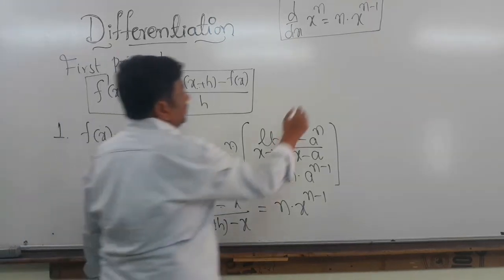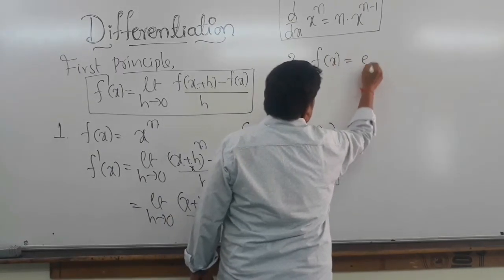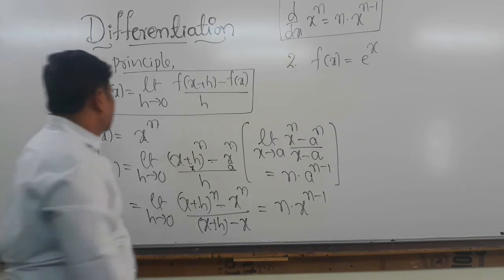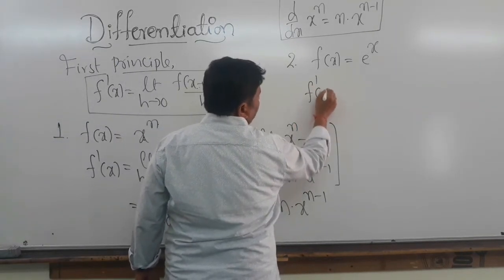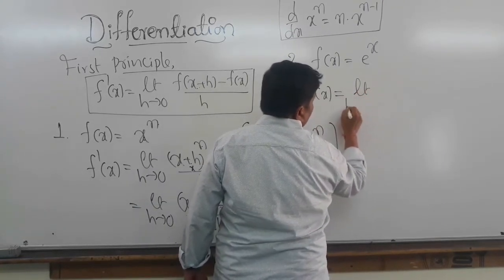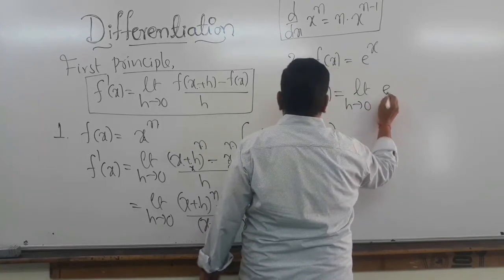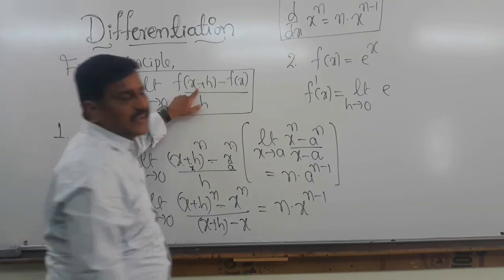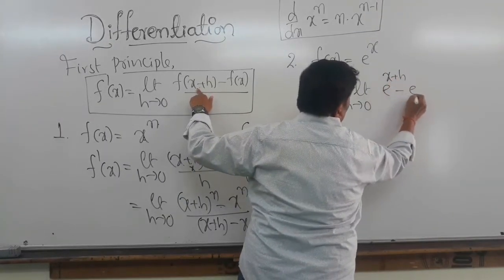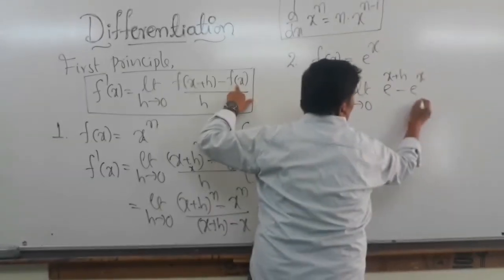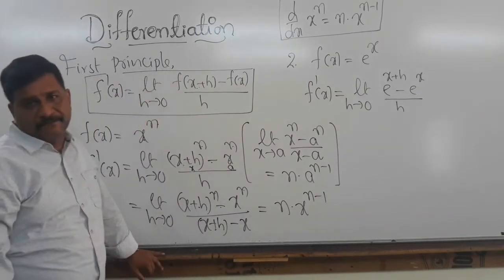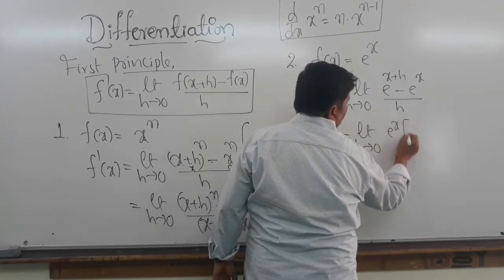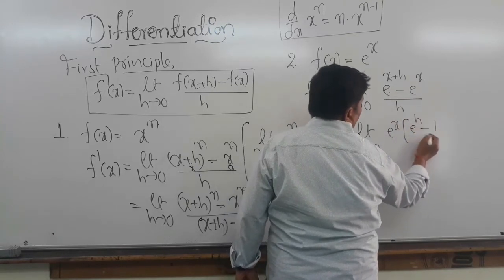For example, second: f of x is equal to e raised to x. Now we want to find its derivative, the derivative of e power x. For that, the same first principle we apply: f dash of x is equal to limit h tends to 0, f of x plus h, which means e power x plus h, minus f of x, which is e raised to x, upon h. Now we take e raised to x common. Limit h tends to 0, e raised to x times e raised to h minus 1 upon h.